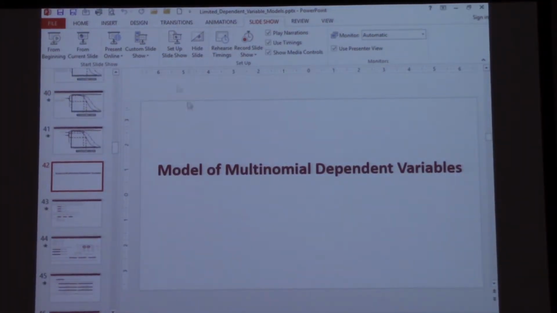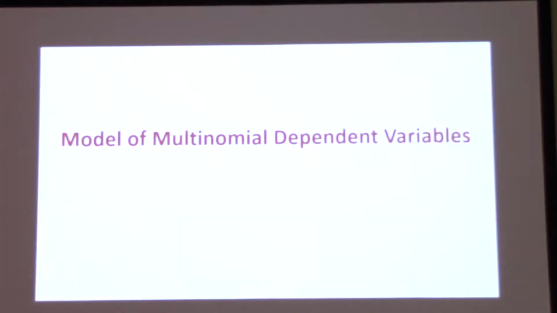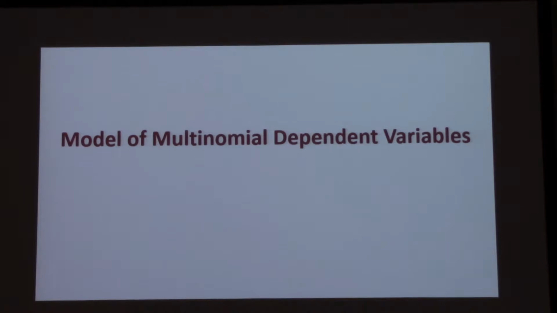All right, so again, this is insane stuff. Models of multinomial dependent variables. What the heck does that mean? This is a specific type of multinomial. It's called nominal or unordered. So instead of having a binary, we're going to have multinomial. But the order doesn't matter.